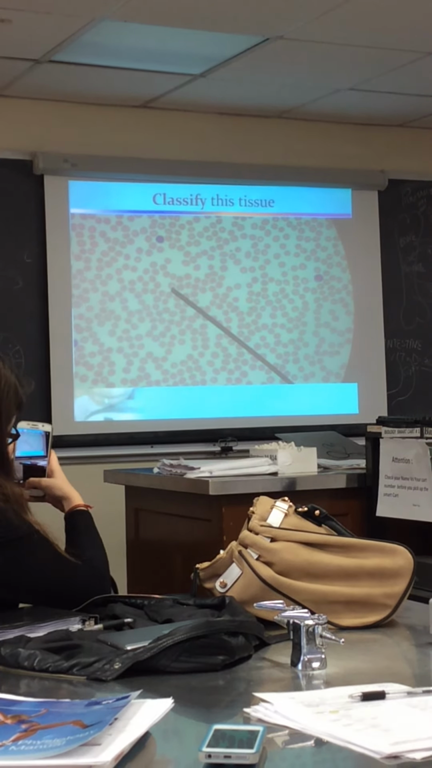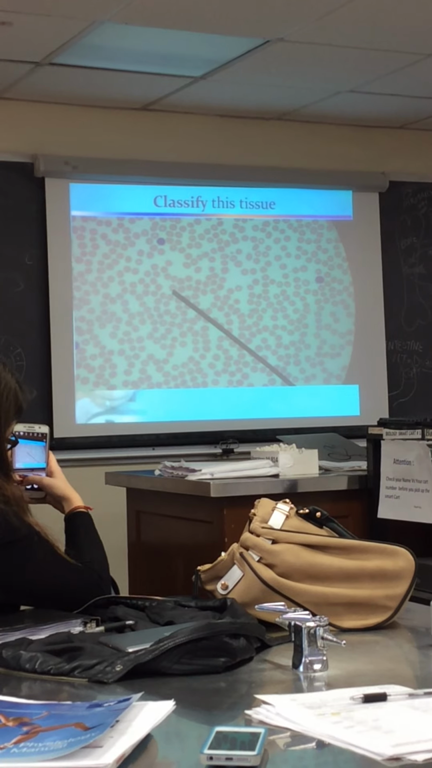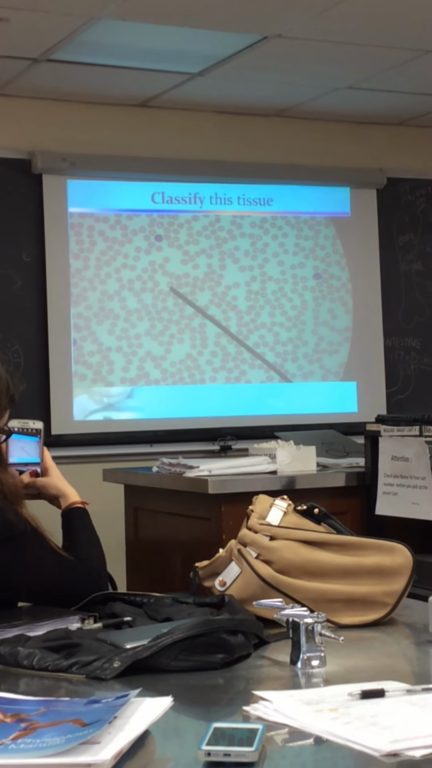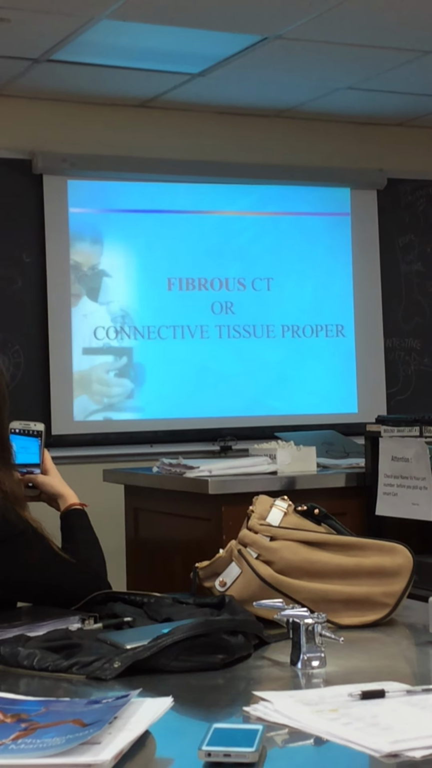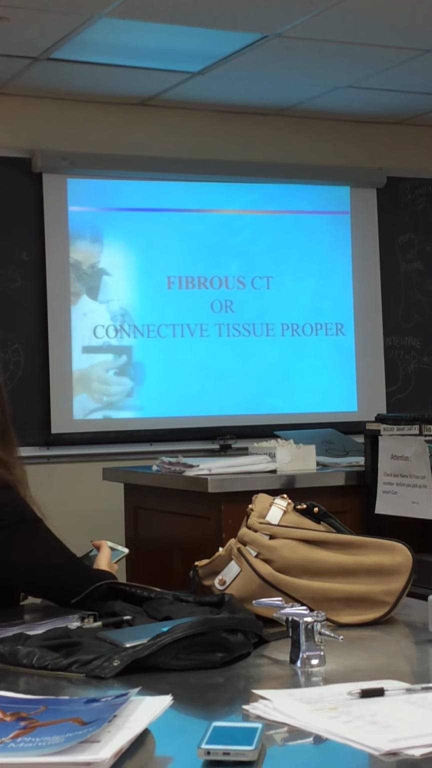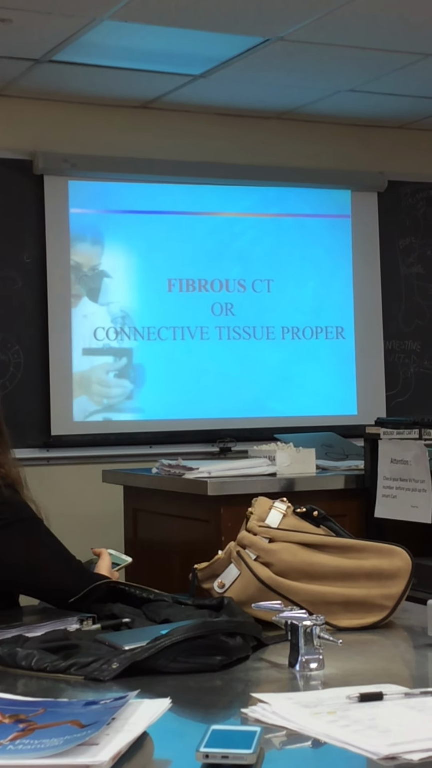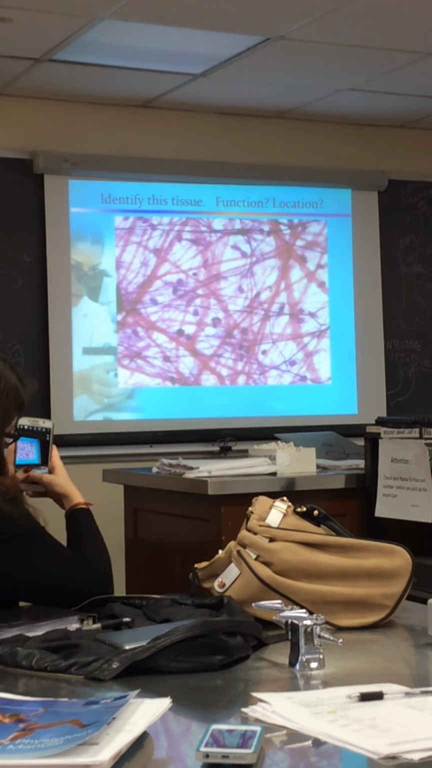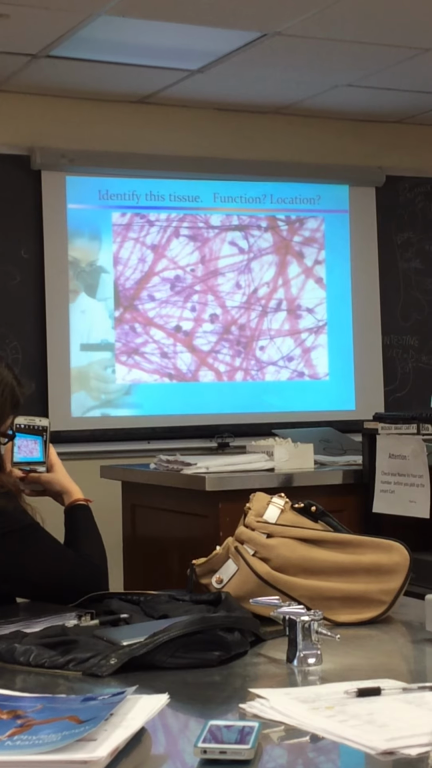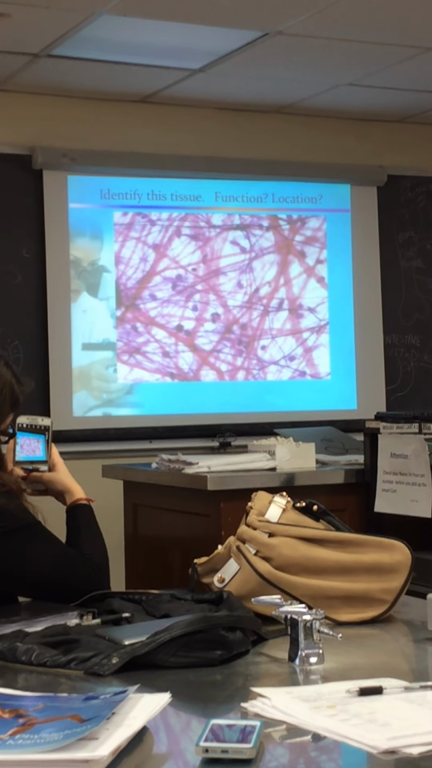Okay. If the question is classify this tissue: fluid connective tissue. Any questions about fluid tissues? Let's move on to the second main category of connective tissues, fibrous tissues. Obviously, what you will see is mostly fibers, like in this one. What's the name of this tissue? Areolar or loose connective tissue, the same.